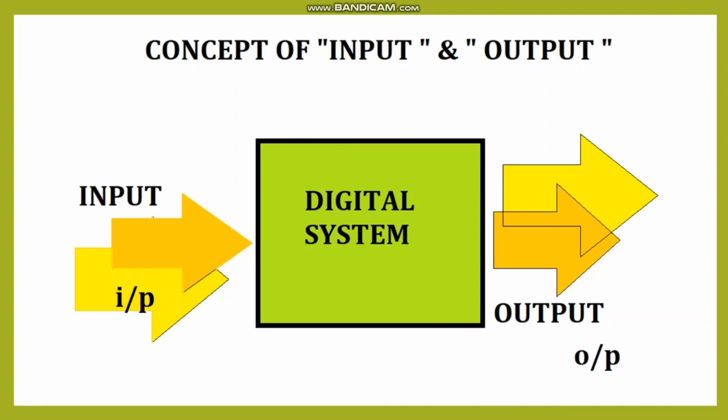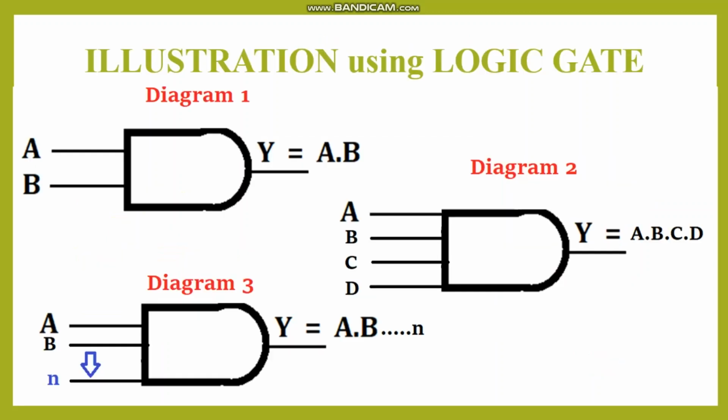In many books you will find input is written as I/P in the short form and output is written as O/P. Now input, I again repeat, input is something that we give to a system and output is something that the system generates and gives to us. Okay. Now here is a simple illustration using logic gates.